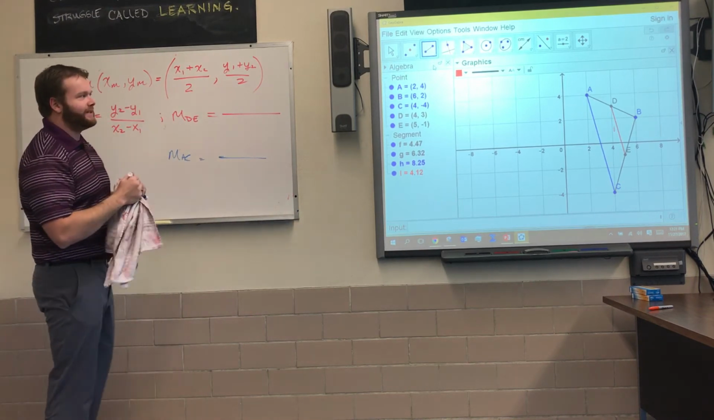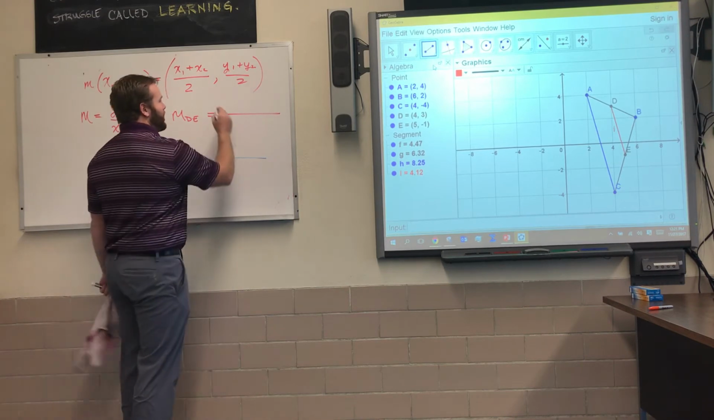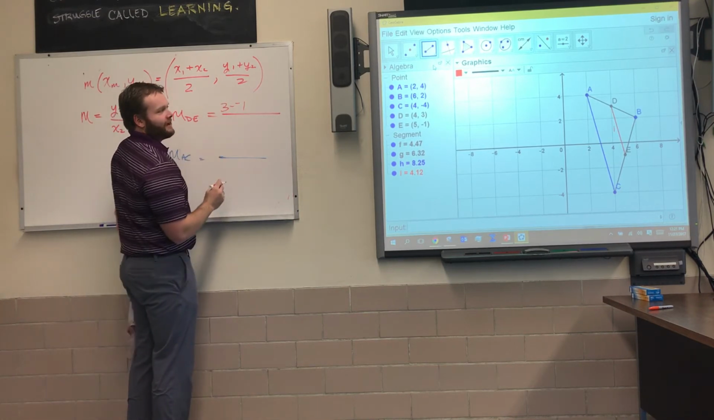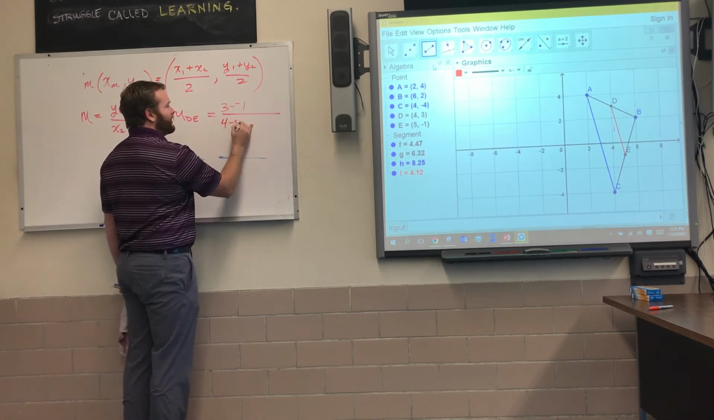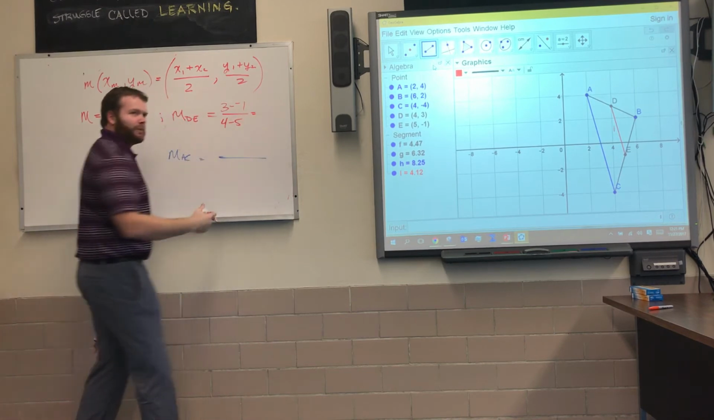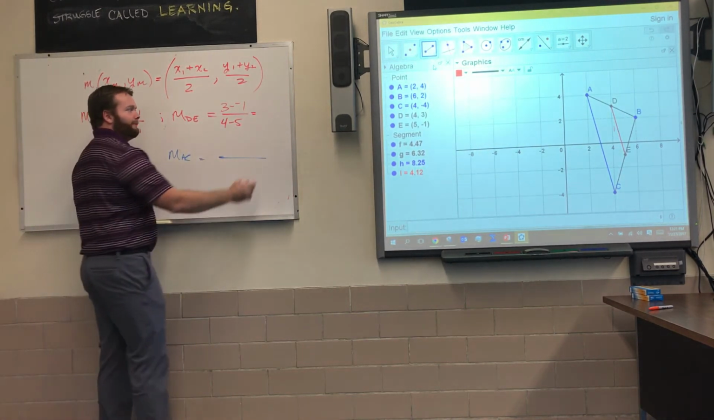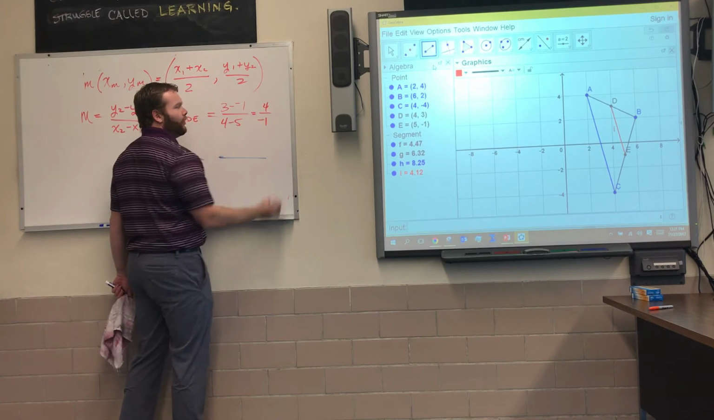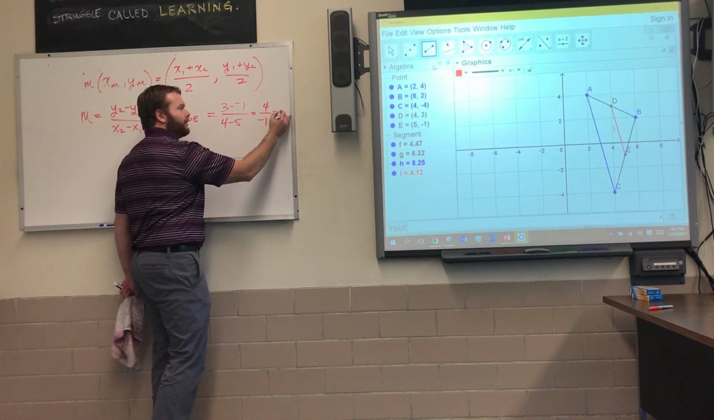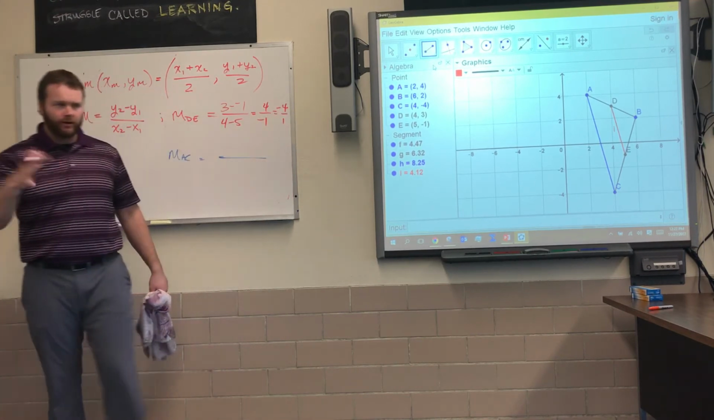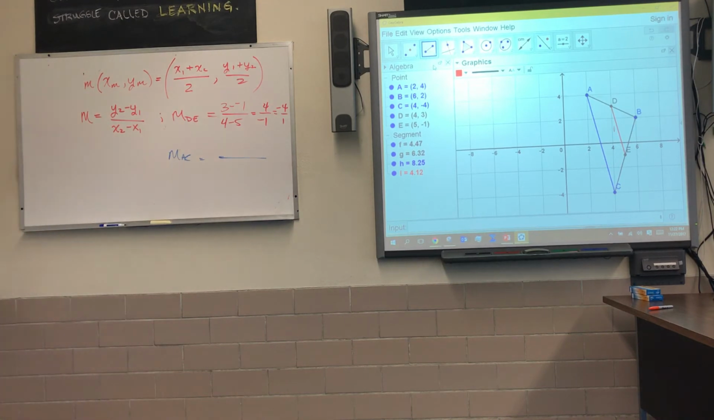All right, so we find the slope of D to E. You should have, what, 3 minus -1 up top and 4 minus 5 on the bottom, right? Those could be flip-flop, but you should get 4 over -1 or -4 over 1, however you did your subtraction, right? Does that make sense? So we should have gotten a slope of -4 for D to E.